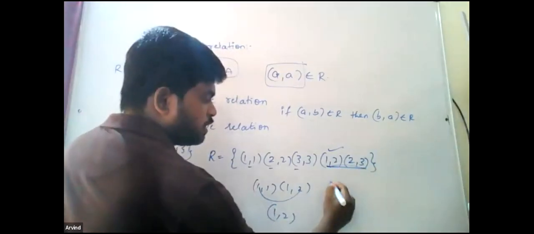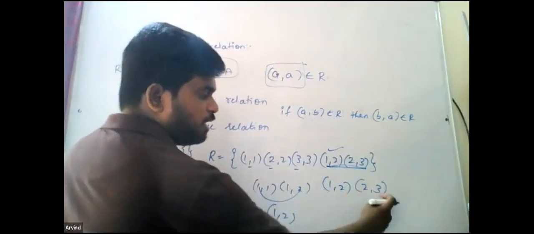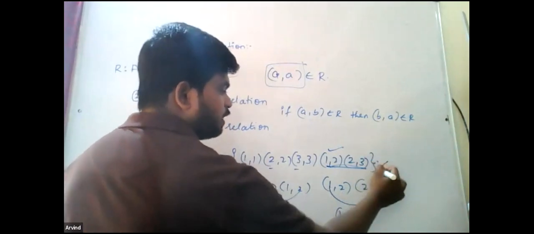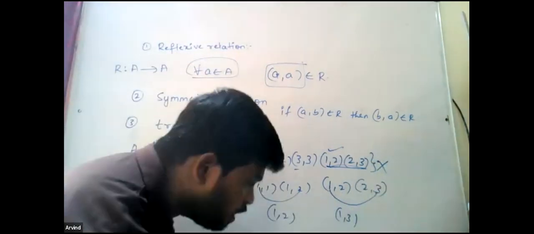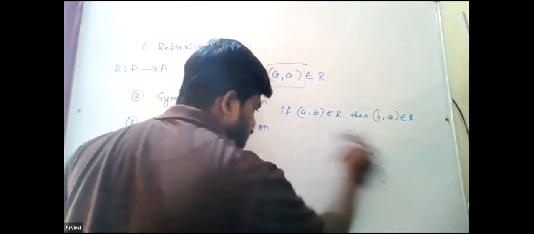Yeah, take these two things. 1,2 is there and 2,3 is there, that is (a,b) and (b,c). So 1,3 should be there. But 1,3 is not there. Therefore it is not transitive. Okay, this is how you find whether it is reflexive, symmetric and transitive.